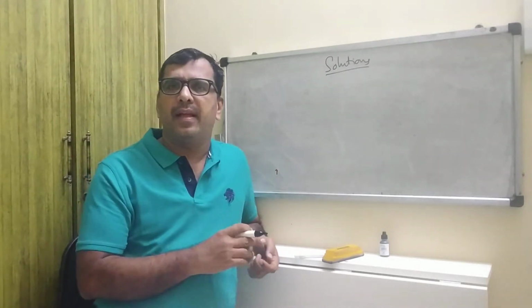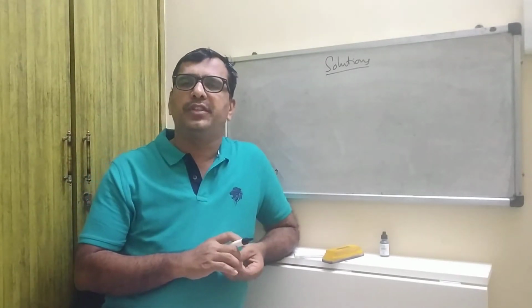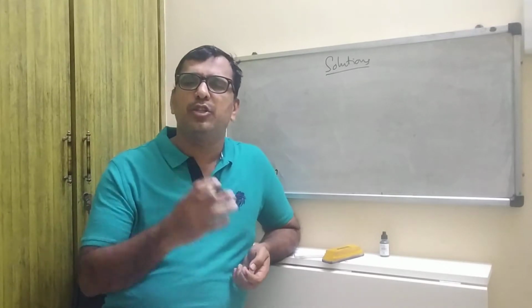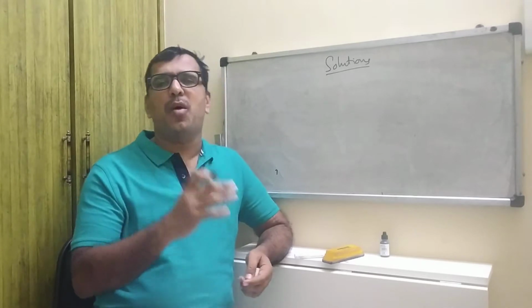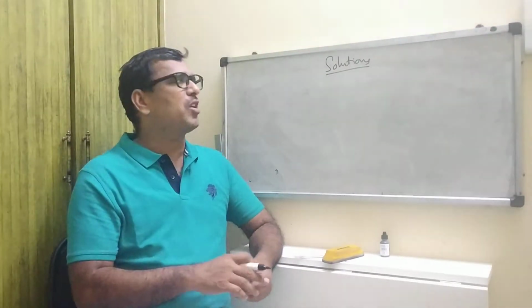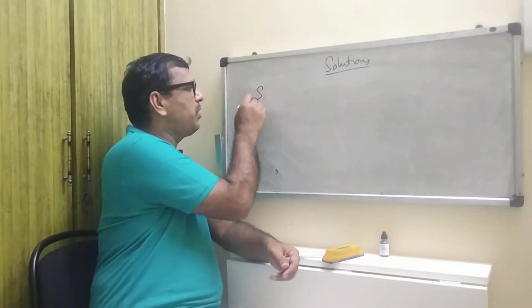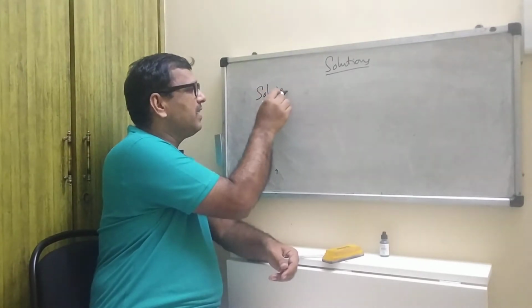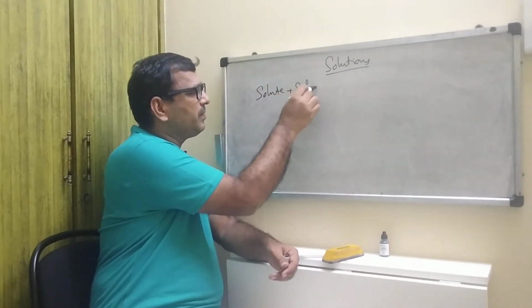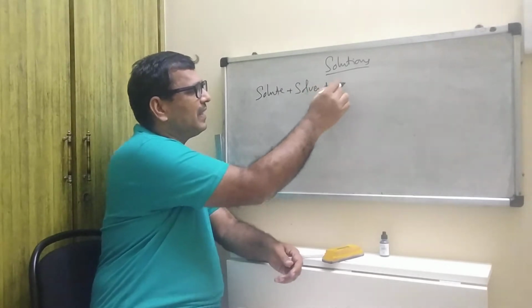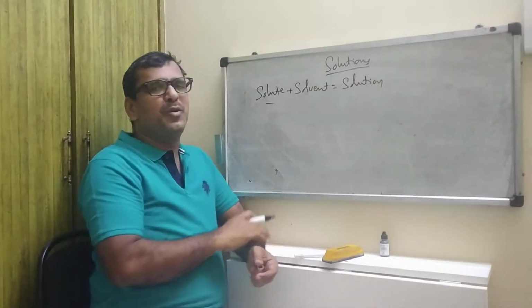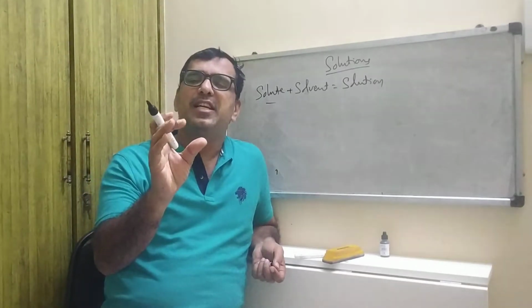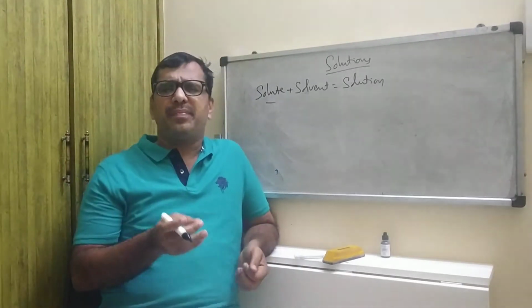Today, regarding solutions. What is a solution? A solution contains two components: one is solute and the other is solvent. This is known as a solution. What is solute? Solute means a small quantity, like sugar or salt.